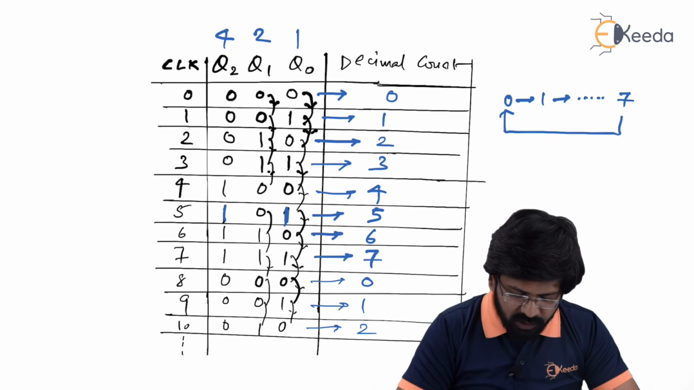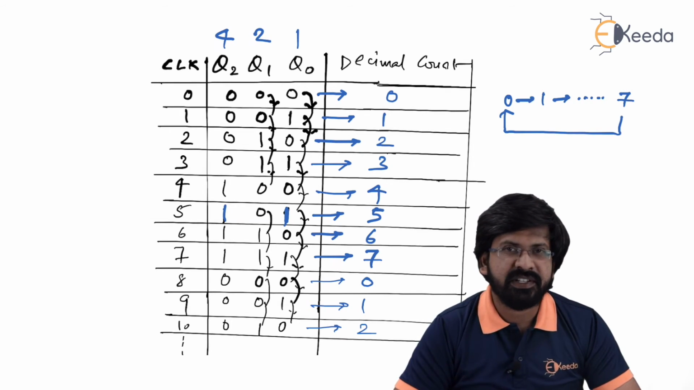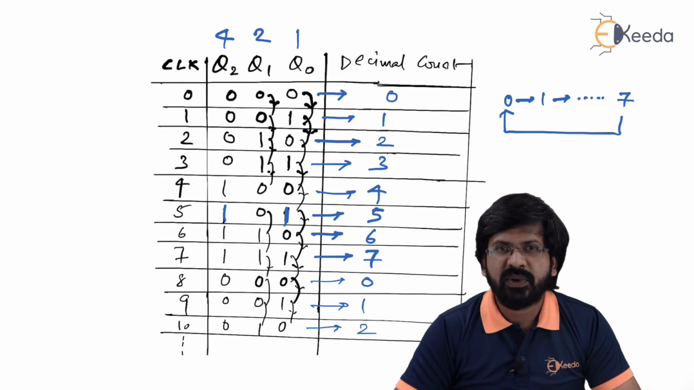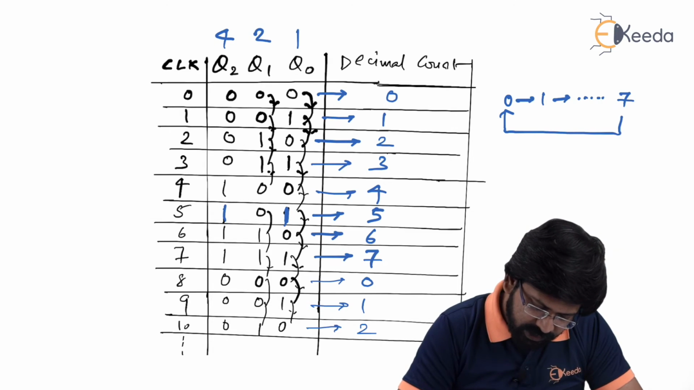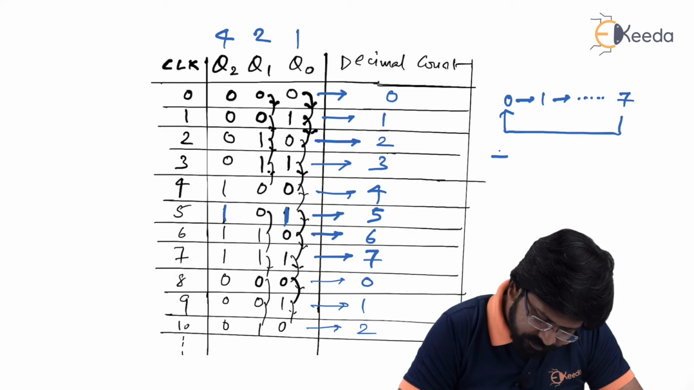So can't you see, looking at the decimal count, it is in ascending sequence. As we have already studied, if it is going in ascending sequence, naturally it is called an up counter. So even from the state diagram it is clear that it is an up counter.